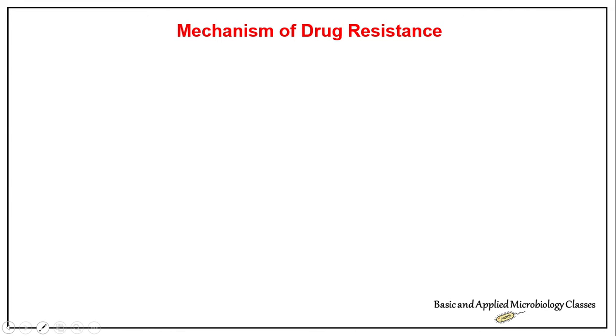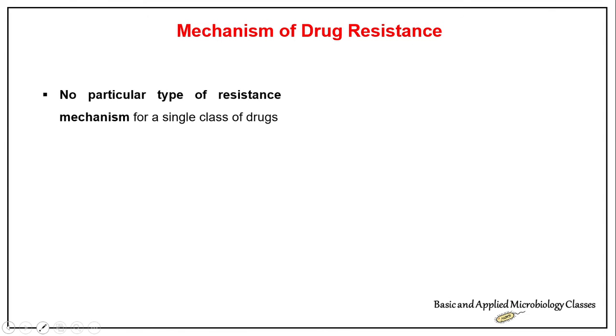First point is, no particular type of resistance mechanism for a single class of drug is available. If you are thinking that any type of bacteria is going to develop resistance against penicillin, and that every time it will follow this particular procedure only, then remember, it is not like that. There is no hard and fast rule that every time bacteria acquire resistance against tetracyclines or streptomycin or chloramphenicol or any type of drug, there is a fixed mechanism to develop resistance against that particular drug. Okay, it is not like that.